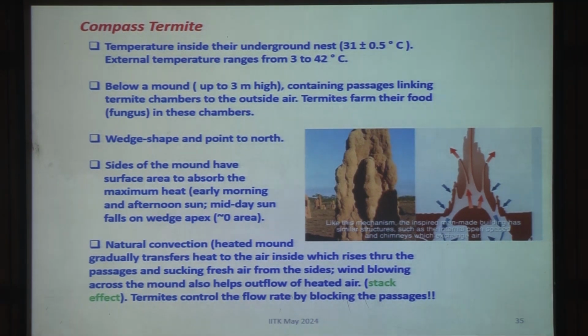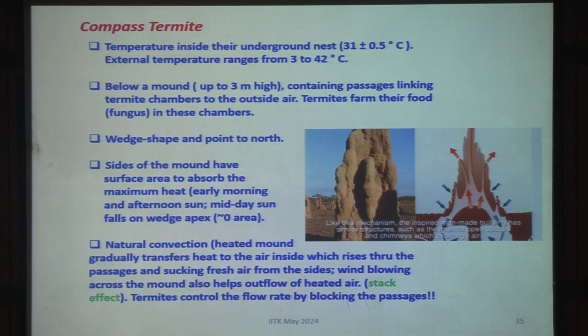We may think of termites as very low creatures, but they are very smart. How do they control the flow rate? They line up against these passages. You close the areas, you regulate the areas, the flow rate changes. And you know when flow rate changes, how heat transfer changes, heat transfer coefficient changes. And all those things. So how did they do it?